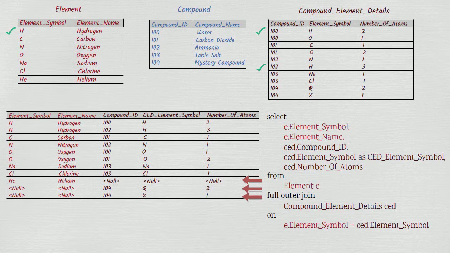So far, all our join conditions have simply been about matching the value in a column of one table to a value in the column of another table. For example, E.element_symbol equals CED.element_symbol. But a join condition in SQL doesn't have to look like that. In fact, the join condition can be any condition whatsoever.